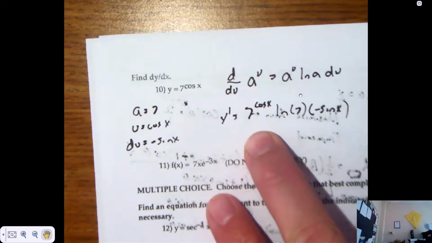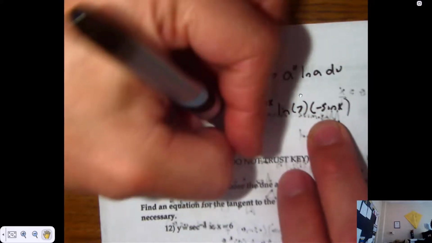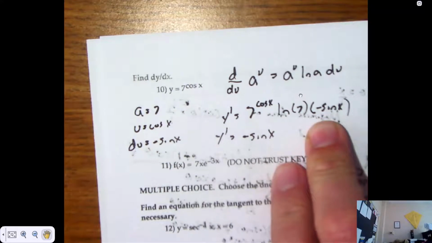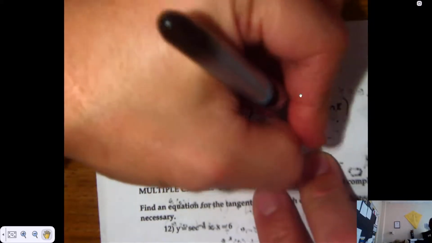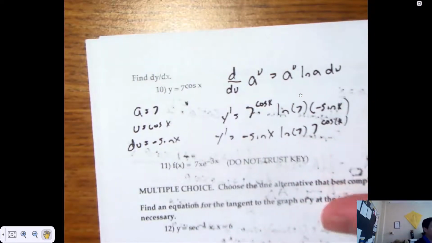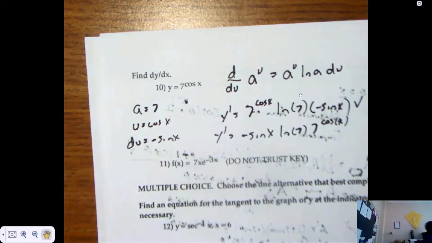What you would probably see if I made this one multiple choice, I don't know if I will or not, but if it is multiple choice, the author of your book tends to put the negative sign out front. They just like it out front. And they'd probably put the natural log of 7 out front, and then they'd put the 7 to the cosine of x, but it really doesn't matter. This is the correct answer.